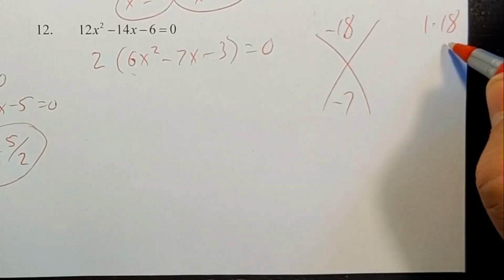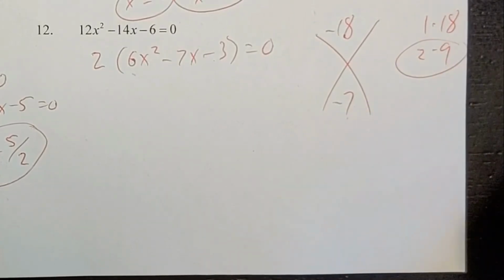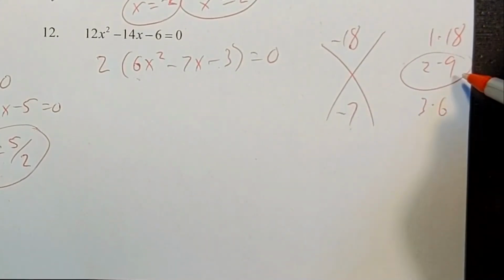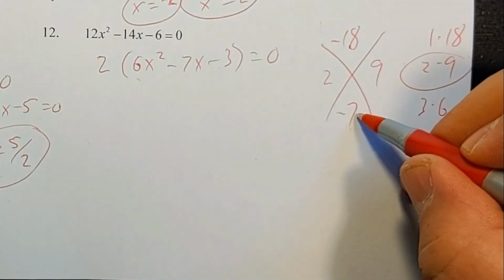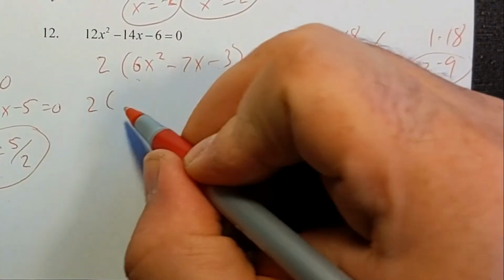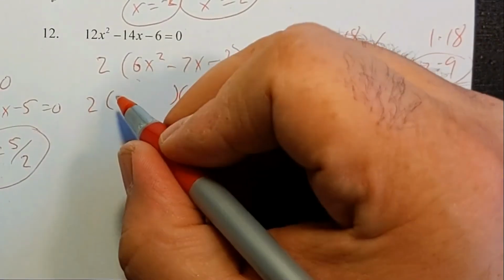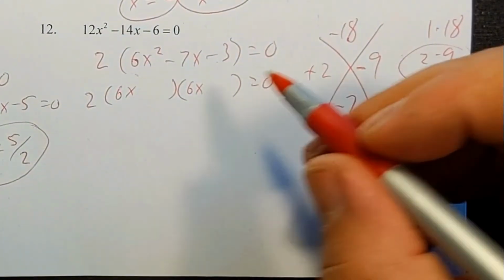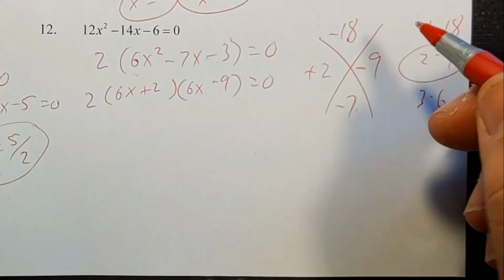So 1 and 18, that gives me 17. 2 times 9, that gives me the 7 that I'm looking for. 3 times 6 would have given me 6 minus 3, which is 3. So I'm going to use the 2 and I'm going to use the 9. The signs are different because I subtracted them. They're supposed to be a negative, so my bigger one is negative, my smaller one is positive. And then after that, set up my parentheses. That 6x squared is going to be 6x when I put it as the first term. And then this positive 2 and this negative 9 fill out the rest of the factors.